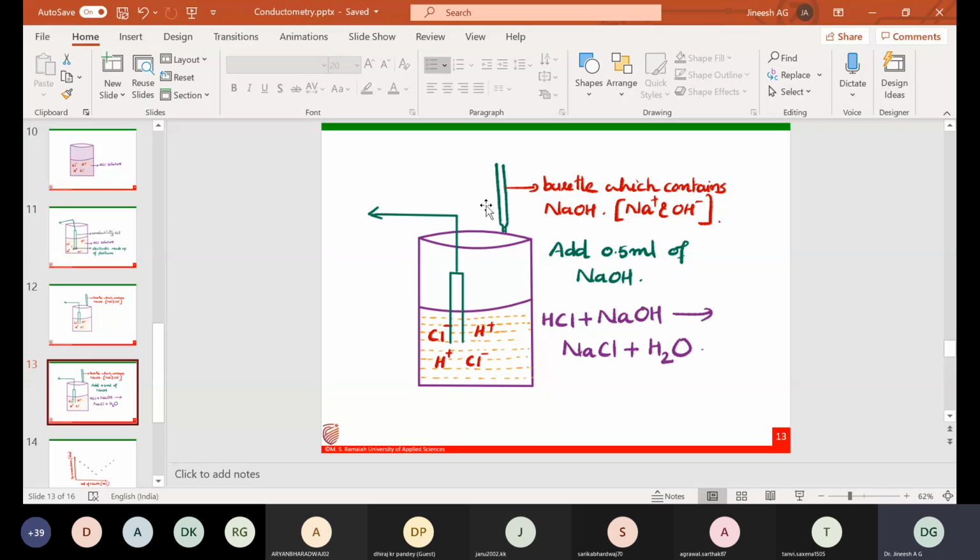So you can ask a question, sir. We were adding sodium hydroxide initially. Then at that time, why didn't this OH minus ion increase the conductivity? Reason: at that time, these OH minus ions were not available. These OH minus ions took the H plus and formed water. So was the OH minus from the sodium hydroxide available for conductivity before the neutralization point?